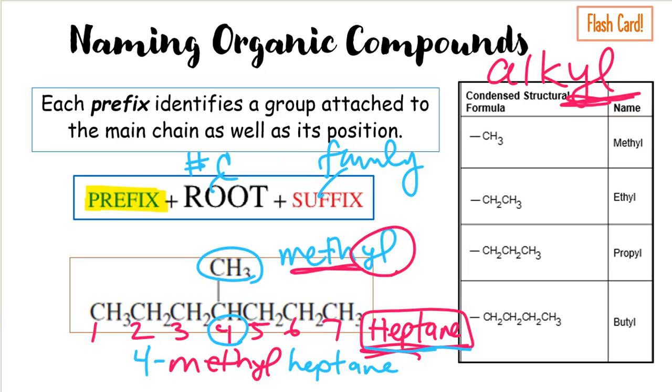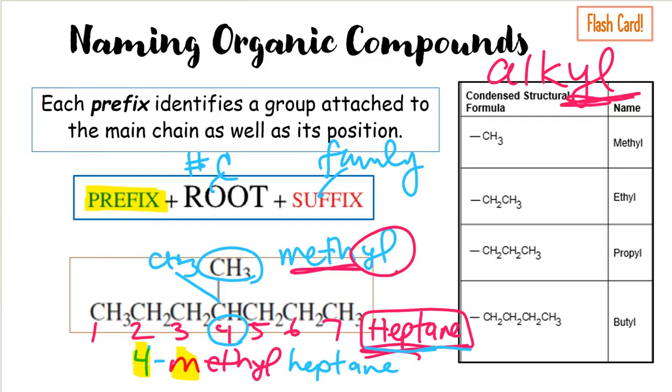Now, there's a little bit more detail we have to talk about. For example, anytime you have a number next to a letter, you must have a dash in between. But if it's 2 letters, you don't have to have a dash. Another thing with prefixes is sometimes you can have more than one. So say I had another CH3 group here. Then I would have dimethyl. But it will still be on carbon number 4. So I'll have to keep that in mind. And because there's 2 of them, I would have 2 numbers.